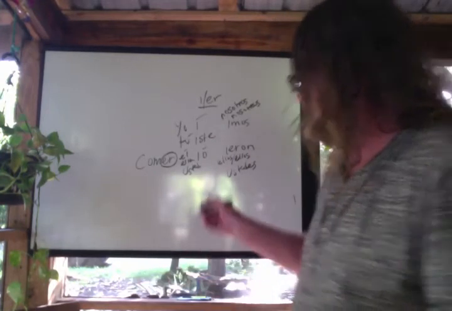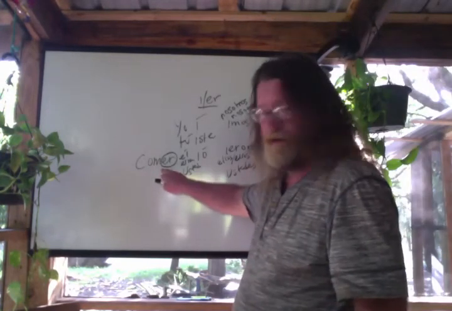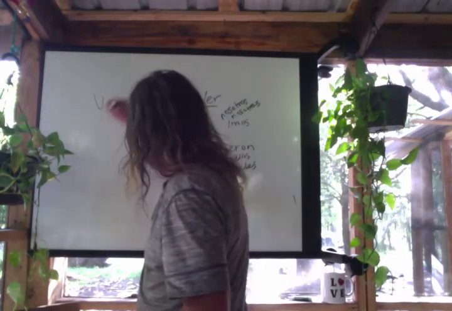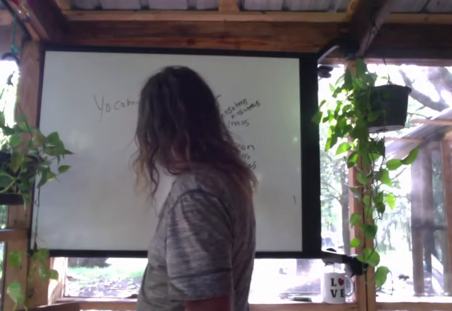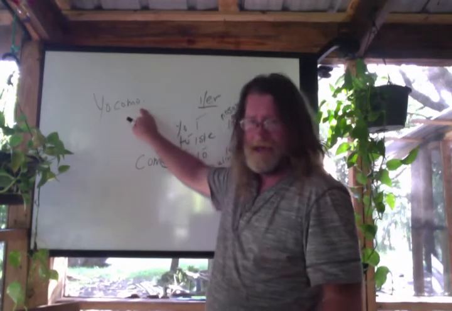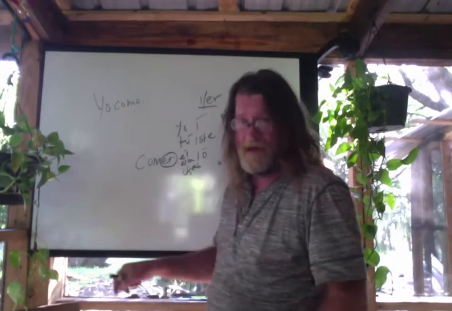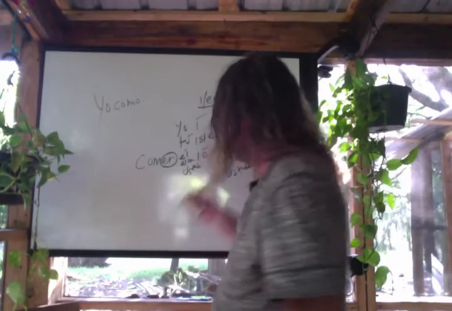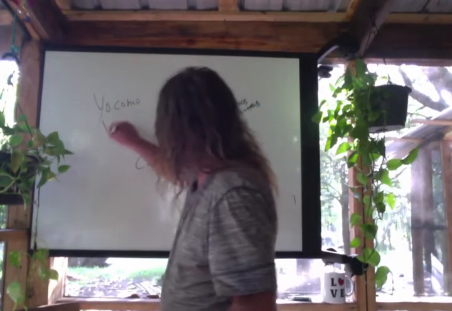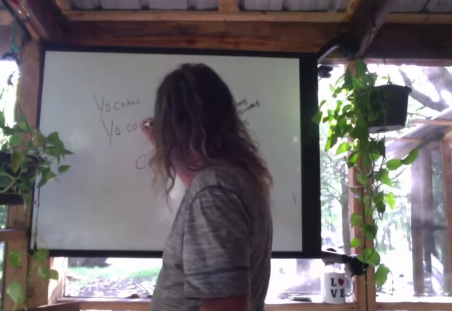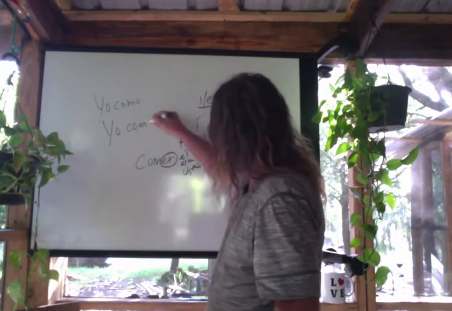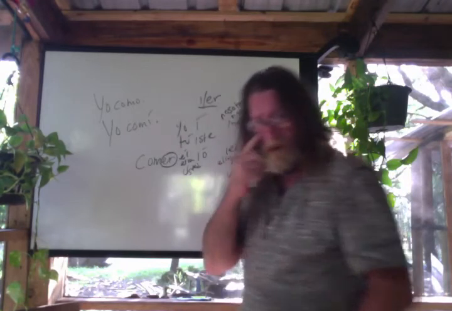For example, in the present, for comer, to eat, you would say yo como, which means I eat. But in the past, to say I ate, you would say, yo, take off that ER, add that í right there, yo comí. Yo comí.